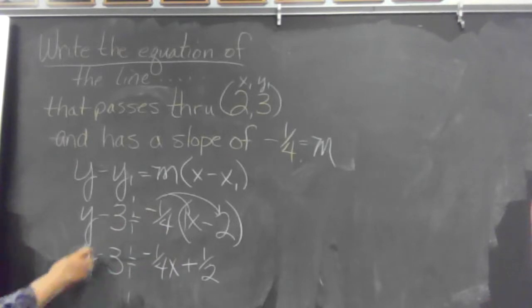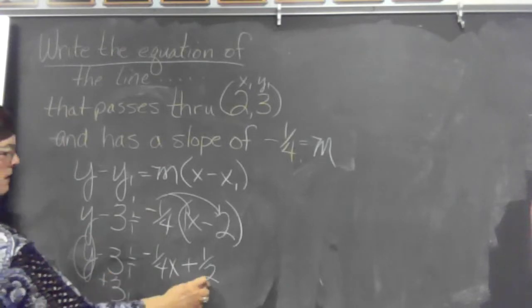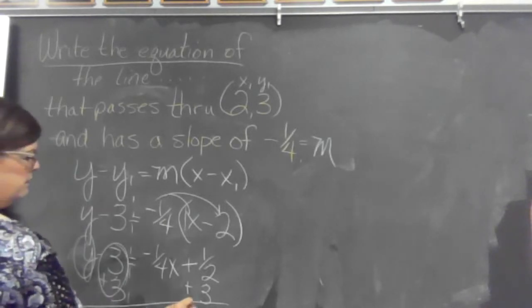Okay, and now if I want y by itself, I need to add the 3. Add the 3. And so now I have y equals -1/4 x plus, that's 6, 7 halves.